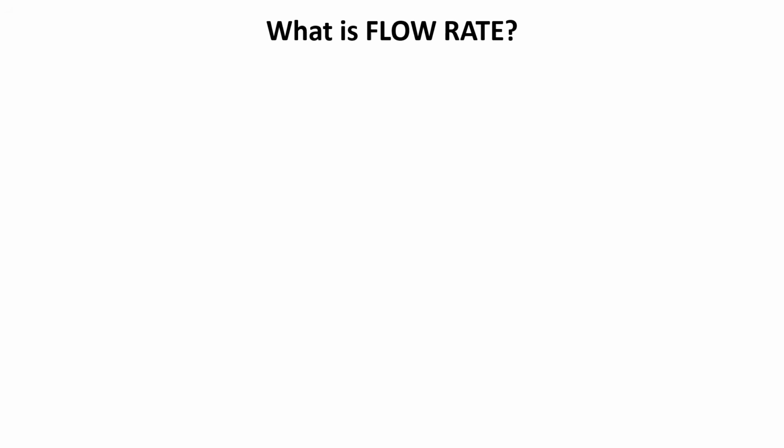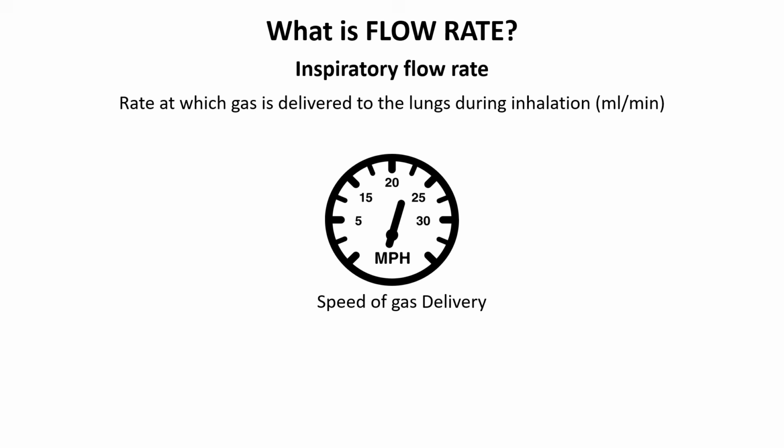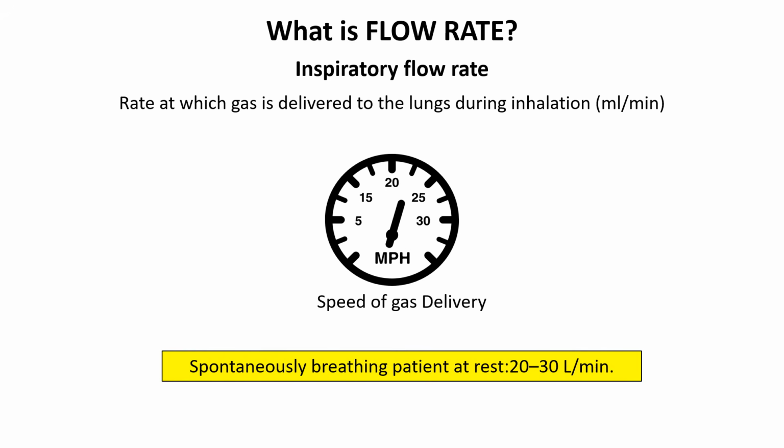A ventilator's flow rate, or inspiratory flow rate, is the rate at which gas is delivered to the lungs during inhalation. It gives us a measure of how quickly or slowly gas like oxygen is delivered to a patient's lungs. For a normal spontaneously breathing patient at rest, the typical inspiratory flow rate is around 20 to 30 liters per minute. For most adult patients receiving mechanical ventilation, the inspiratory flow rate is typically set around 60 liters per minute, but can be adjusted higher or lower based on the patient's individual needs and clinical presentation.